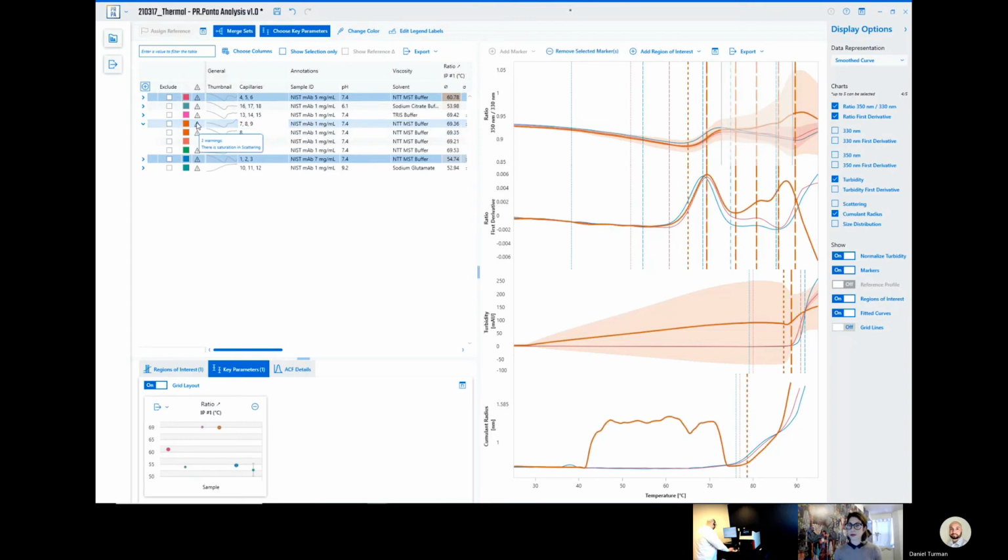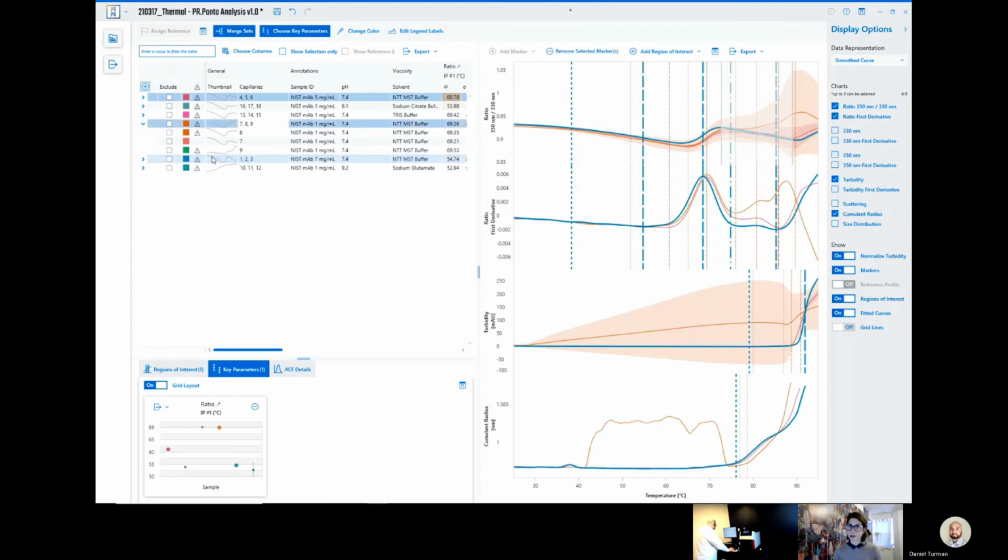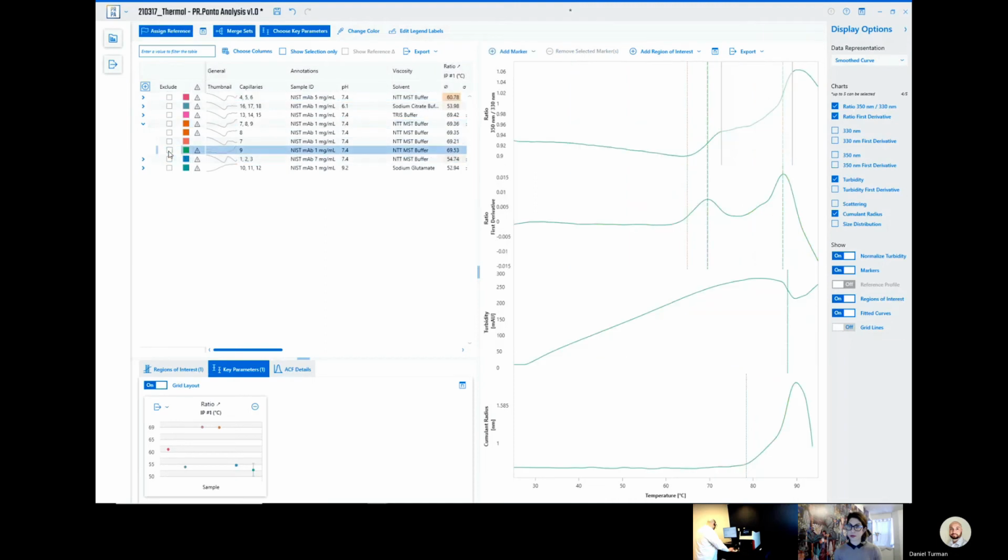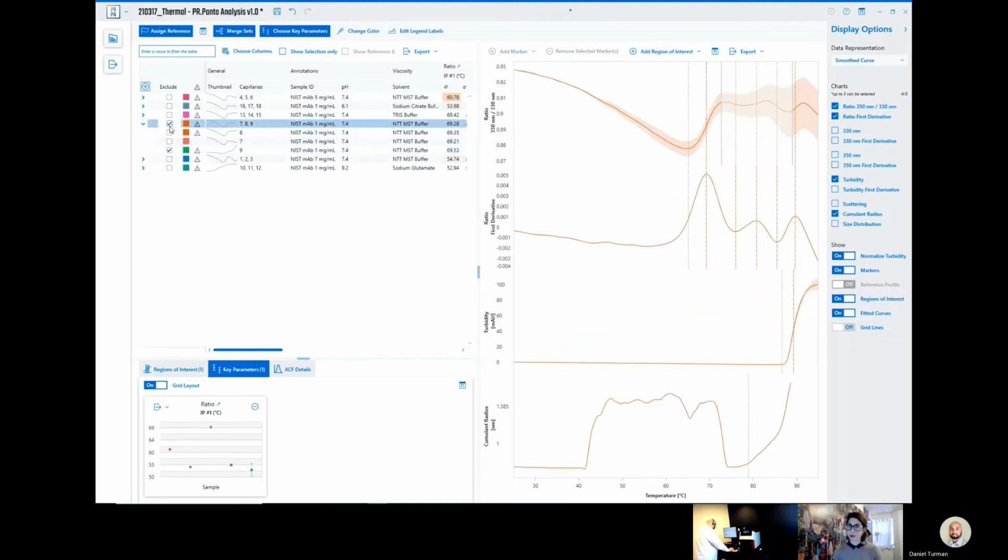So all of these warnings are saturation in the DLS detector. Looks like we have one sample that aggregated on us very early, and we're going to exclude that so we can look at it more closely. So 7, 8, and 9.